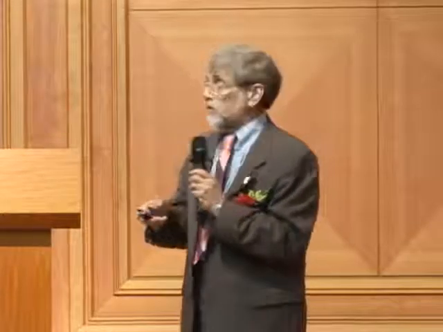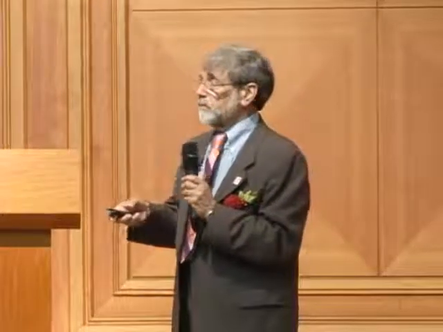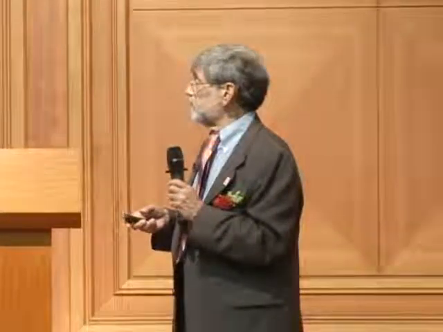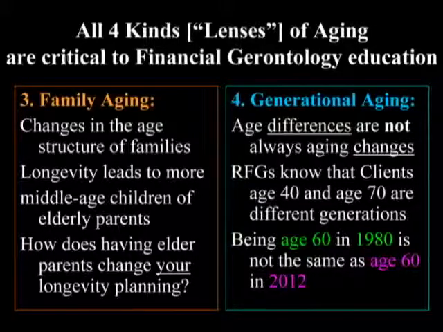For example, RFGs, those trained in financial gerontology, know that a person age 40 and a person age 70 are from different generations. So another example, being age 60 in 1980 is not the same as being age 60 in 2012.